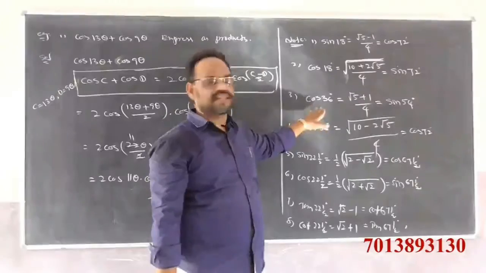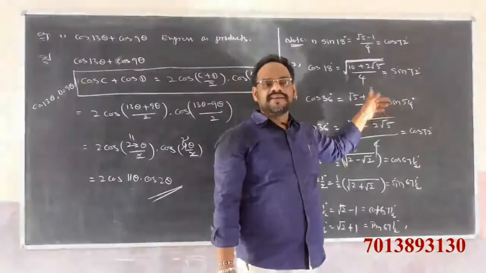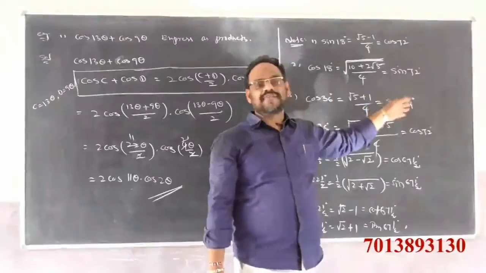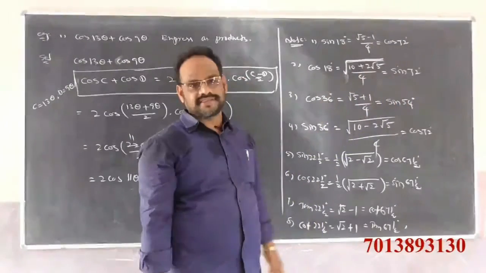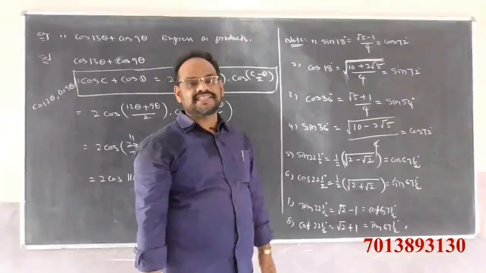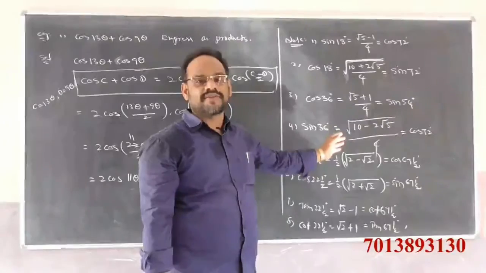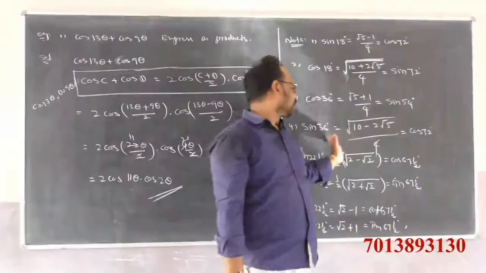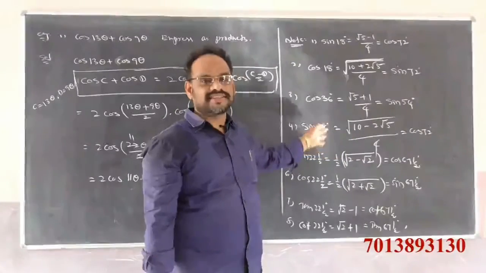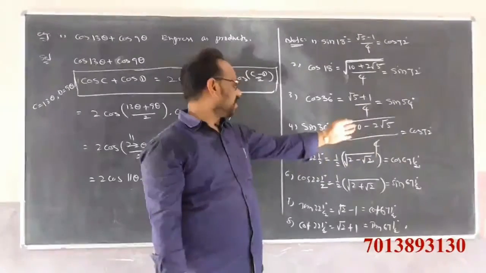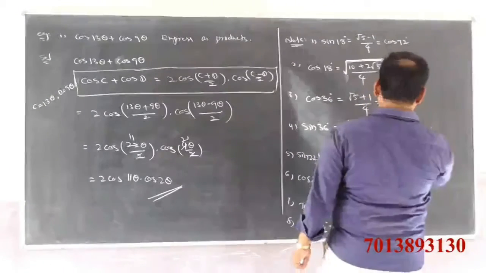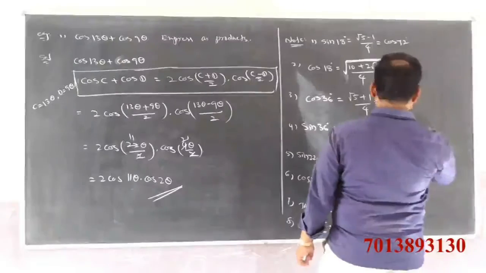So the cos 36 value is nothing but square root of 5 plus 1 by 4. Cos 36 is the same as sin 54 degrees. Sin 36 value is nothing but square root of 10 minus 2 root 5 by 4. The value of sin 36 is the same as cos 54.